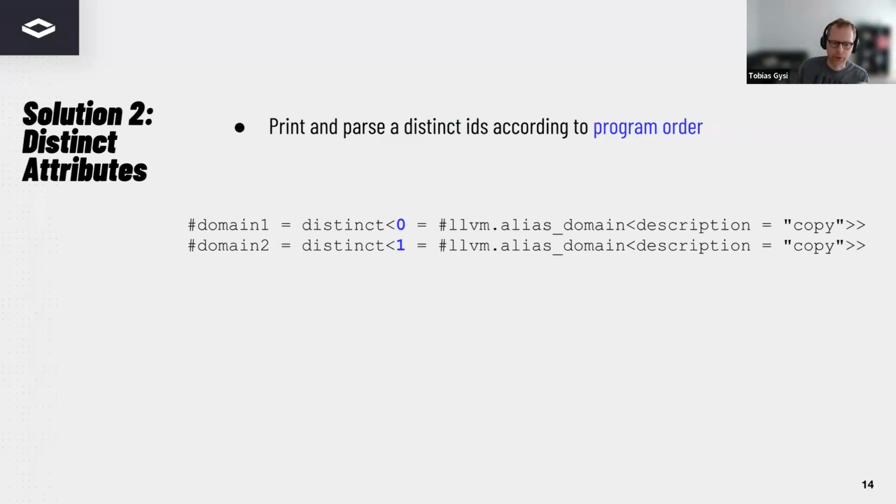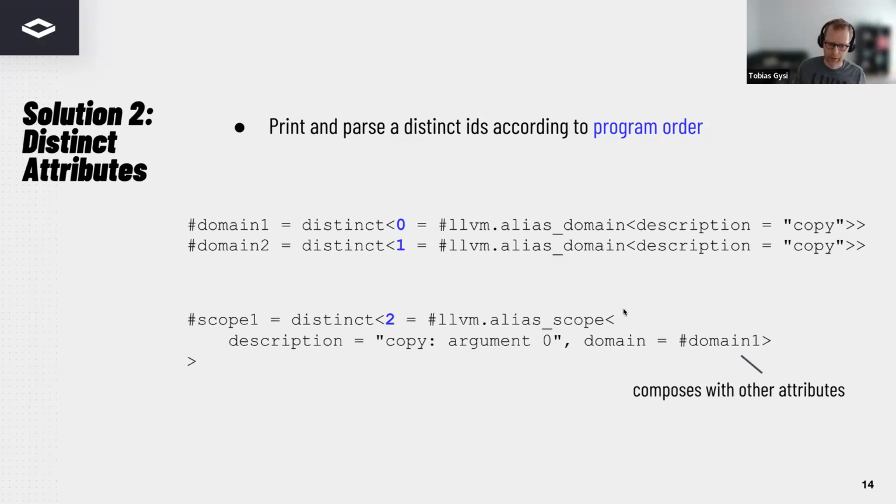And yeah, exactly. So during printing and parsing, we basically walk these attributes in a specific order, and while walking, we also have a counter that is incremented and printed together with the attribute. The cool thing is also that this can be composed either with another distinct attribute or a non-distinct attribute. That doesn't matter actually. So here we see that domain 1 is used in scope 1. And the scope 1 is then used to annotate the load, for example.